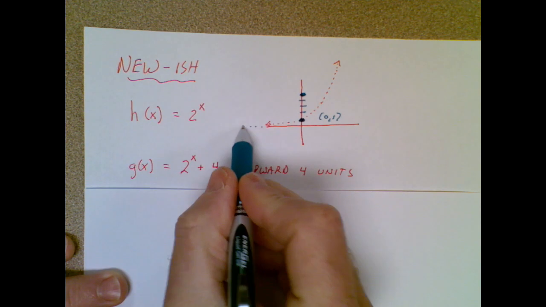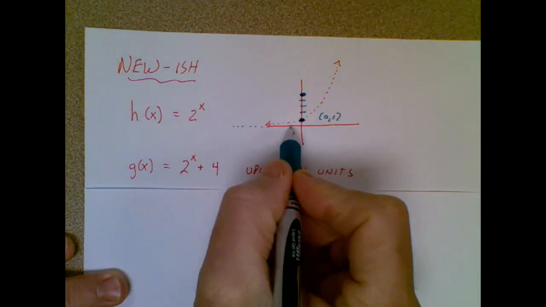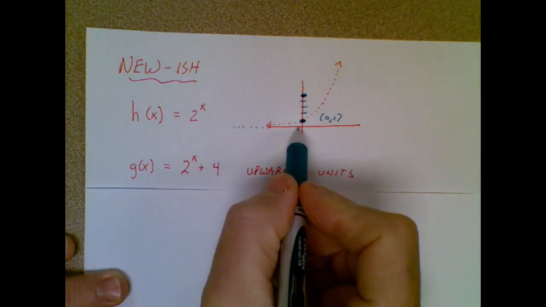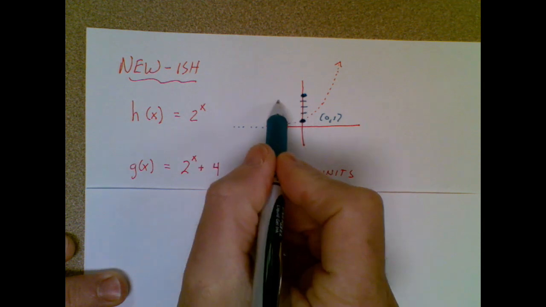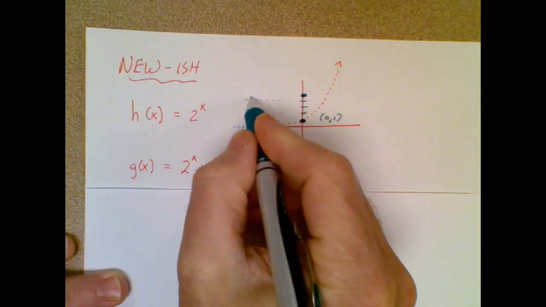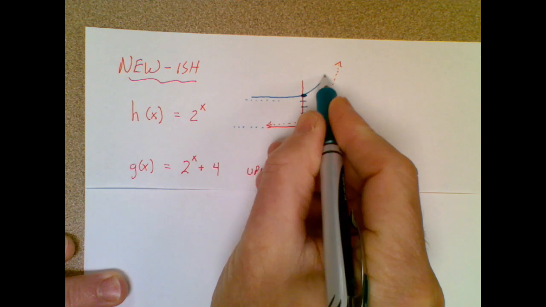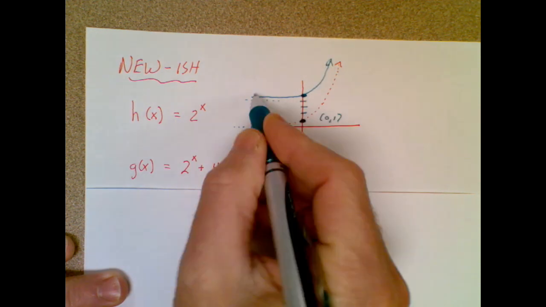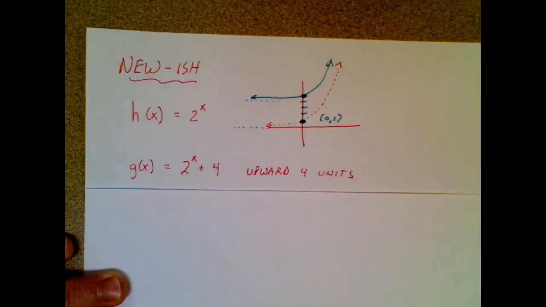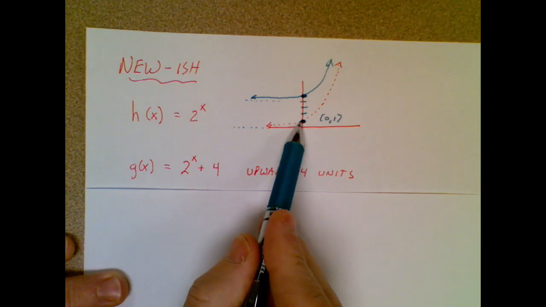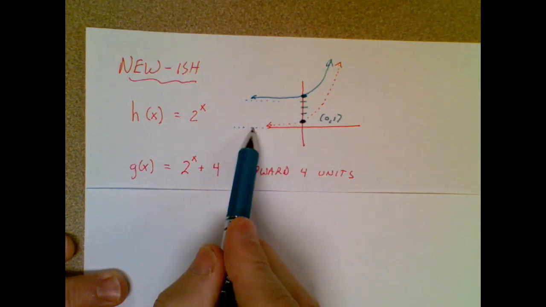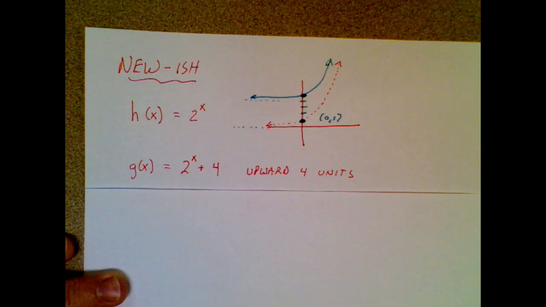I did have an asymptote here. That's going to go up 4 units. So 1, 2, 3, 4. Now my asymptote is right here, and my new graph looks like that. Basically, I take 2 obvious things and move them up 4, take the asymptote, move it up 4, and then recreate my graph.